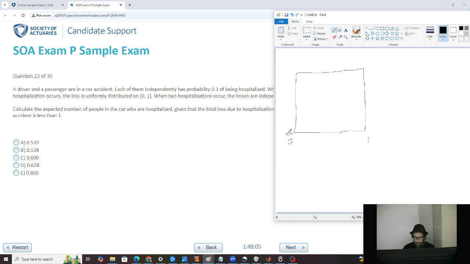Zero, 1, 0, 1, right, because the loss is uniformly distributed there. Total loss due to hospitalization is less than 1. Yeah, I mean, you can sort of see a triangle, right? You're seeing this. Okay, areas.